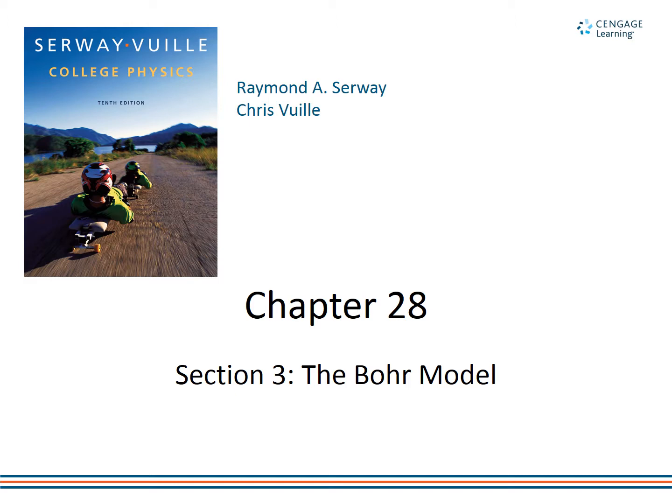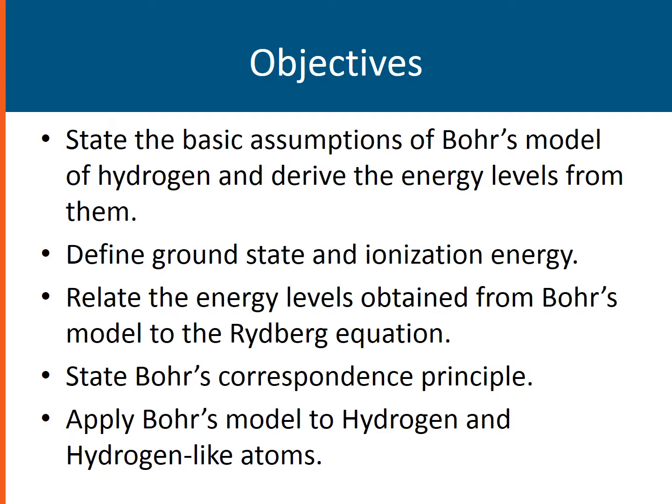This lesson is on Chapter 28, Section 3, the Bohr Model. For this lesson, we will cover the following objectives. First, state the basic assumptions of Bohr's model of hydrogen and derive the energy levels from them. Second, define ground state and ionization energy. We will also relate the energy levels obtained from Bohr's model to the Rydberg equation, state Bohr's correspondence principle, and lastly, apply Bohr's model to hydrogen and hydrogen-like atoms.